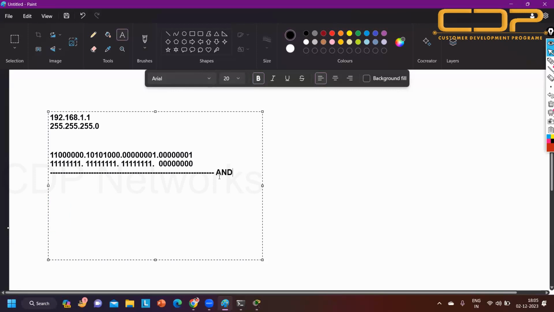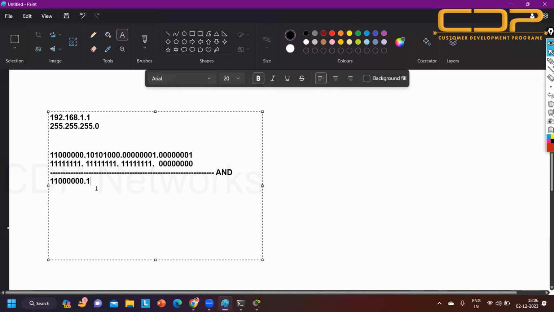After the AND operation, see, 1 and 1 gives 1, so here we get 11000000. This is the result after the AND operation. Right? So why am I getting the same value? Because I am multiplying this value with 1. If you multiply any value with 1, you will get the same value. Here also I will get the same value.